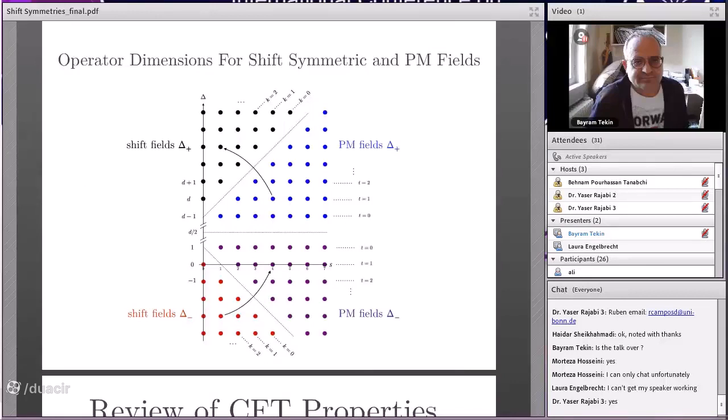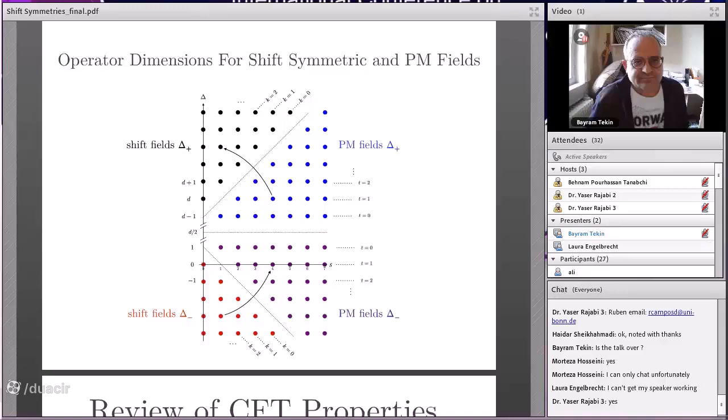Okay, so the partially massless parent fields are shown in blue with the delta plus root, and then the delta minus root for the partially massless parent fields are shown in purple. And how this works is that, oh yeah, I forgot to say that the y-axis is the scaling dimension and the x-axis is the spin. So here you would have spin 0, spin 1, spin 2, etc.